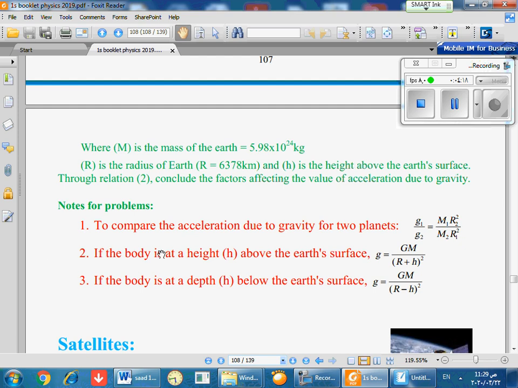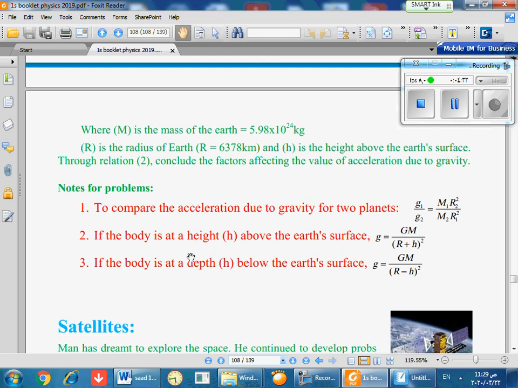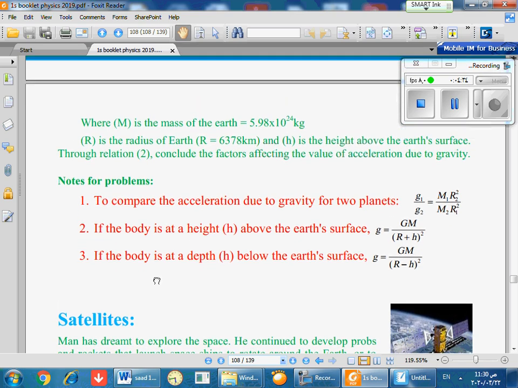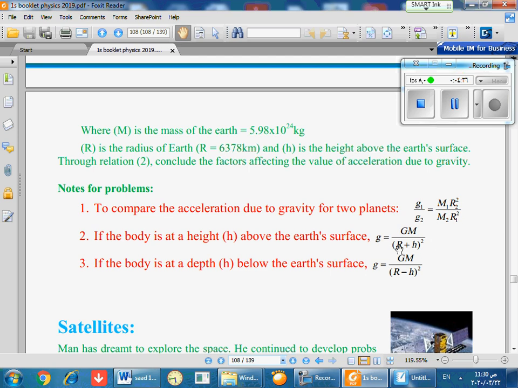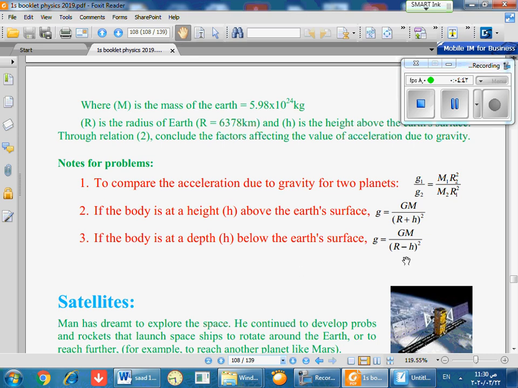If we want to compare the acceleration of gravity of two planets, g1 over g2 equals m1 over m2 times r2 squared over r1 squared. And when the other object is at a height h, the distance equals (r plus h) to the power 2, or at a depth, the distance equals (r minus h) to the power 2.